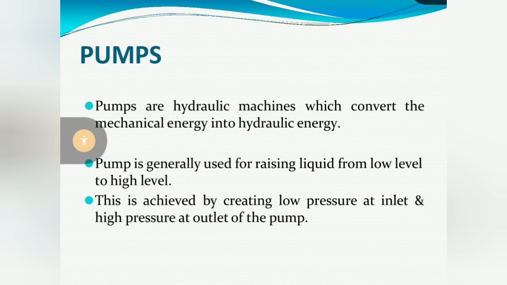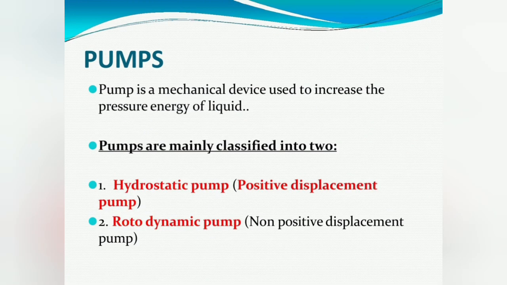Pump is generally used for raising liquid from low level to high level. This is achieved by creating low pressure at inlet and high pressure at outlet of the pump. So there are generally two types of pump, which are hydrostatic, called as positive displacement pump, and rotodynamic pump, non-positive displacement type of pump.